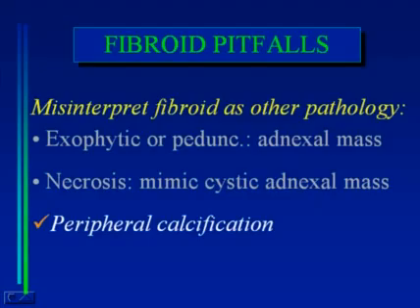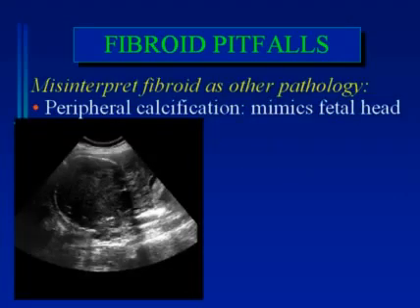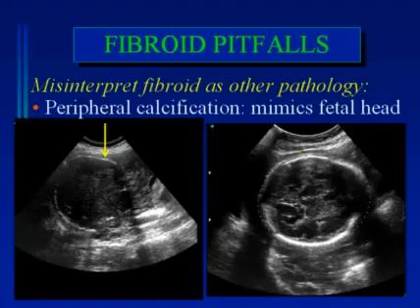Peripheral calcification is a not uncommon pattern of calcification of fibroids, and when it's seen, it has the potential to be mistaken for a fetal head. So here we have a rounded rim calcified structure that on first glance was thought to possibly represent a fetal head, but in the setting of a live pregnancy, this is usually quite easy to resolve. With further scanning, the normal appearing fetal head is seen, and it's clear that this is a fibroid.